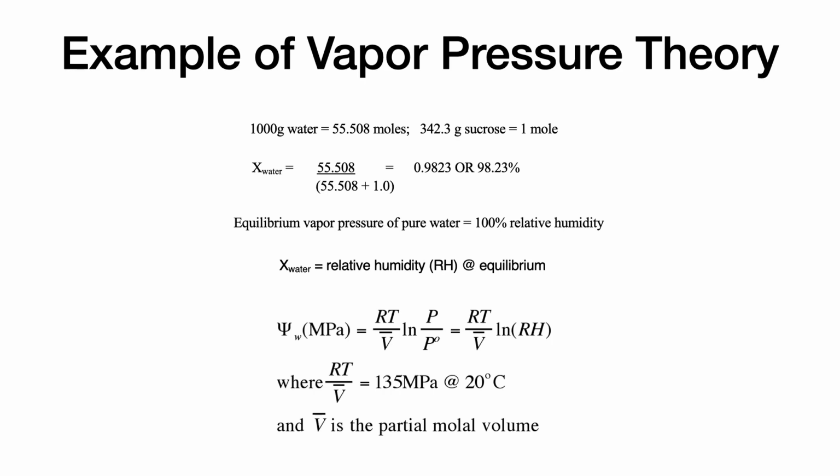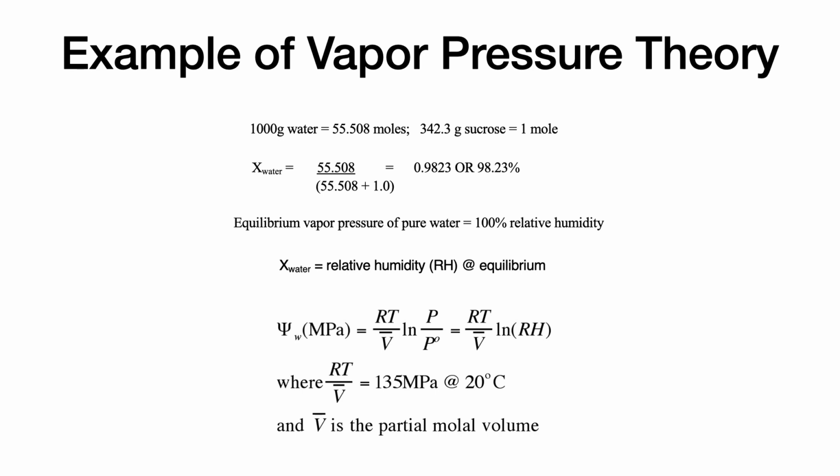98.23%. Now, we also know that the equilibrium vapor pressure of pure water is also equal to 100% relative humidity. That's when we reach equilibrium of water in a beaker, for example, that's closed off. So effectively, the mole fraction of water is equal to the relative humidity of the air at equilibrium. This is where we get to define one form of the water potential.